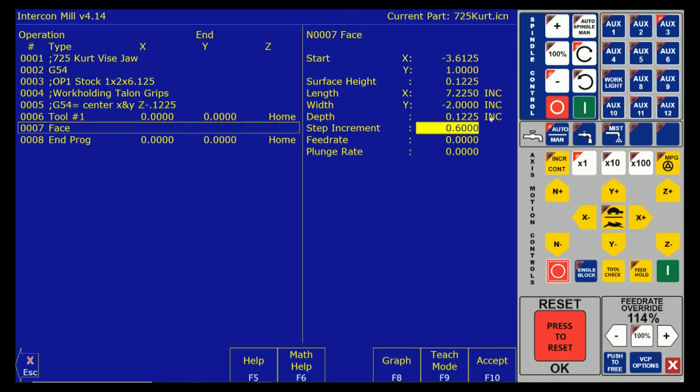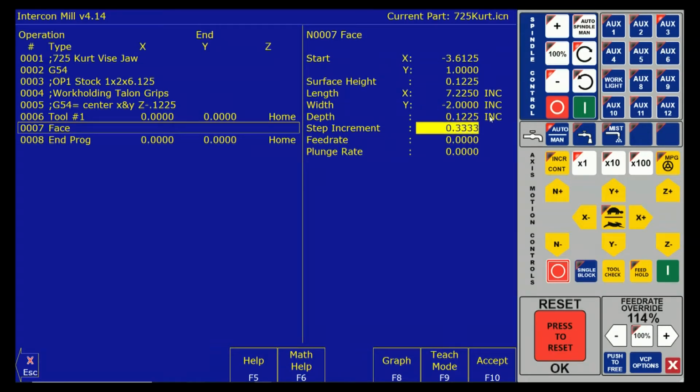Now, step increment. Step increment is how much you want this cutter to move over every cut. And what was the rule of thumb I just used a minute ago for 2/3? So here's how I do this, guys. I take my 1 inch and I divide it by 3.